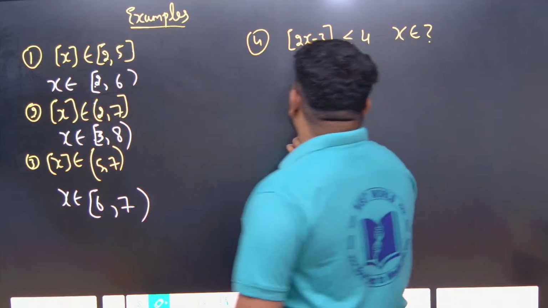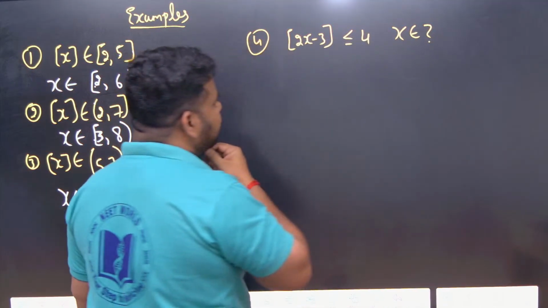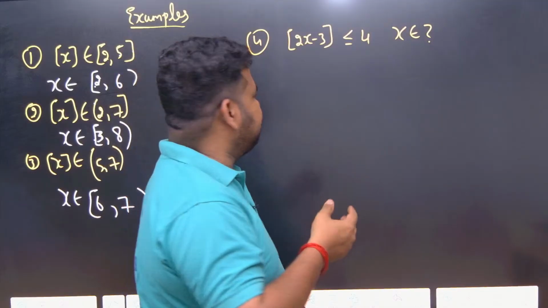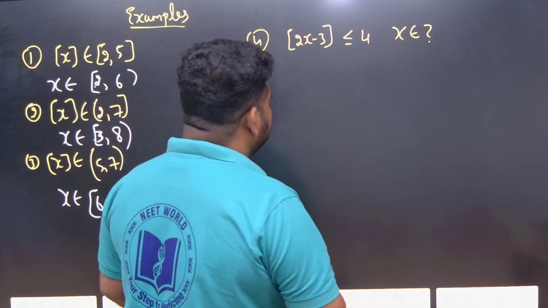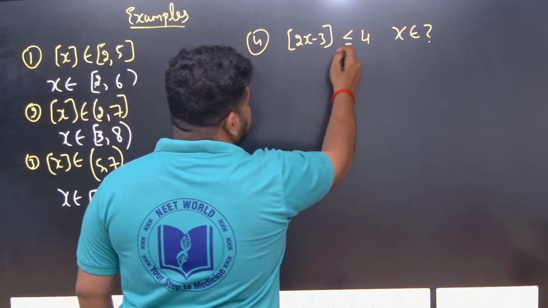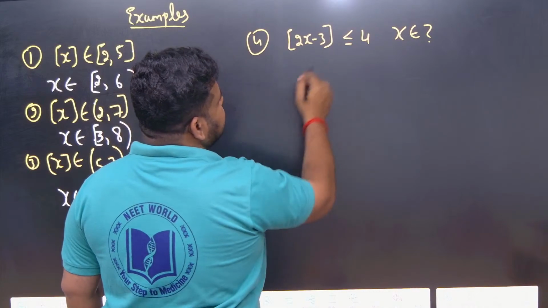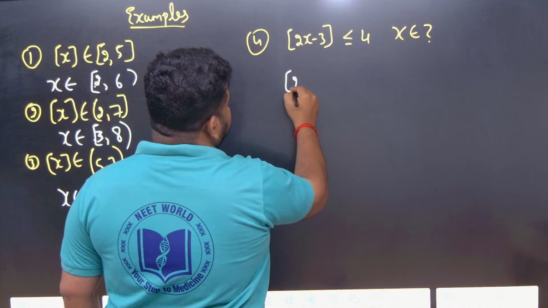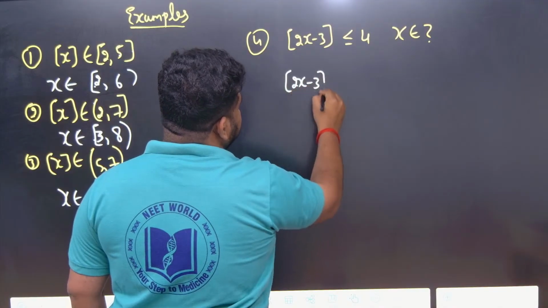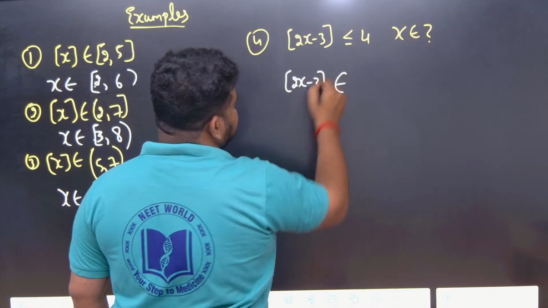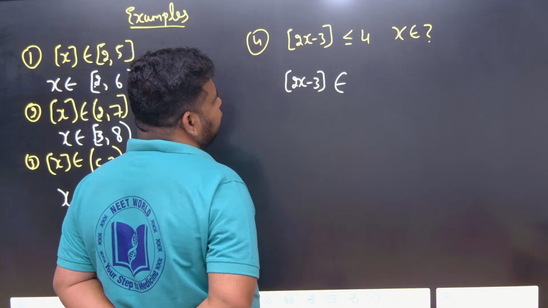So they are given modulus of 2x minus 3 is less than or equal to 4. Then x belongs to what, they are asking? So what we will do: less than or equal to 4 means I can write modulus of 2x minus 3 belongs to what? It is less than or equal to 4, they are telling.